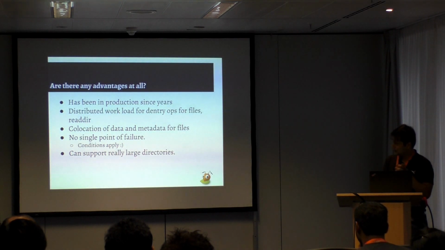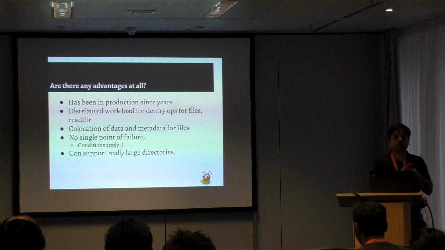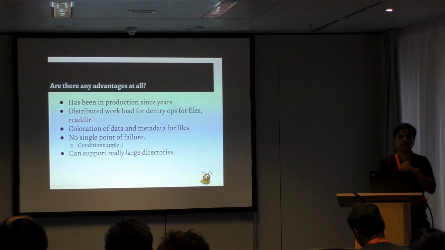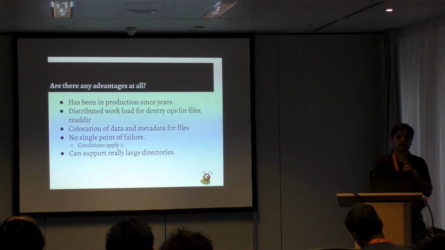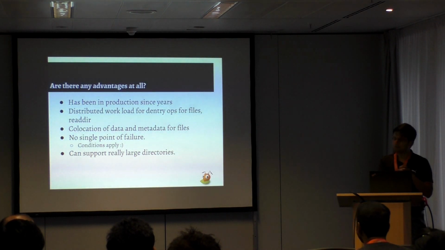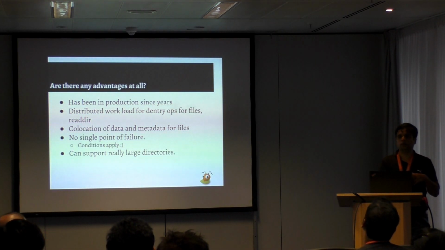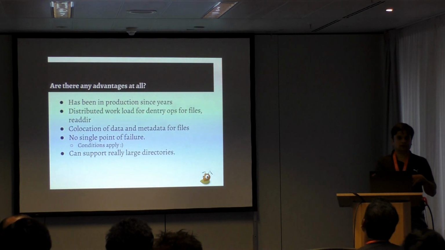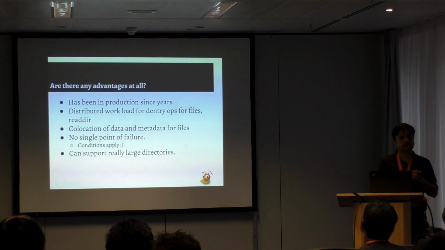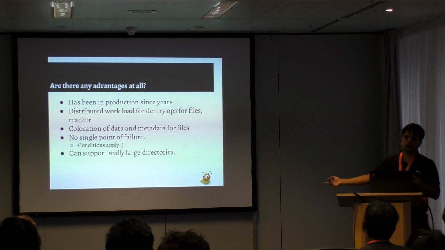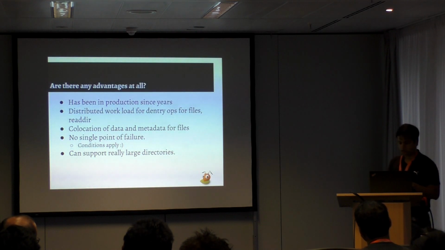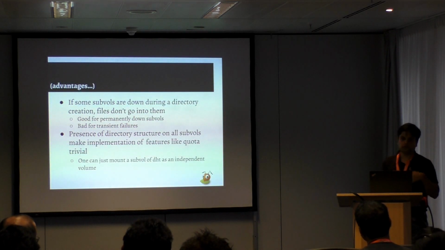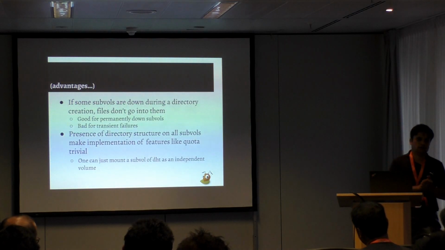The other point is no single point of failure. That applies only if you maintain the guarantee that a directory is always listed, because if a directory is not listed for some reason, you're losing the entire subtree of data. There are some bugs where you might see the directory not listed, but I think there's nothing in the design itself which prevents achieving this goal. The other point is that it can support really large directories because the directory is sharded across multiple subvolumes.